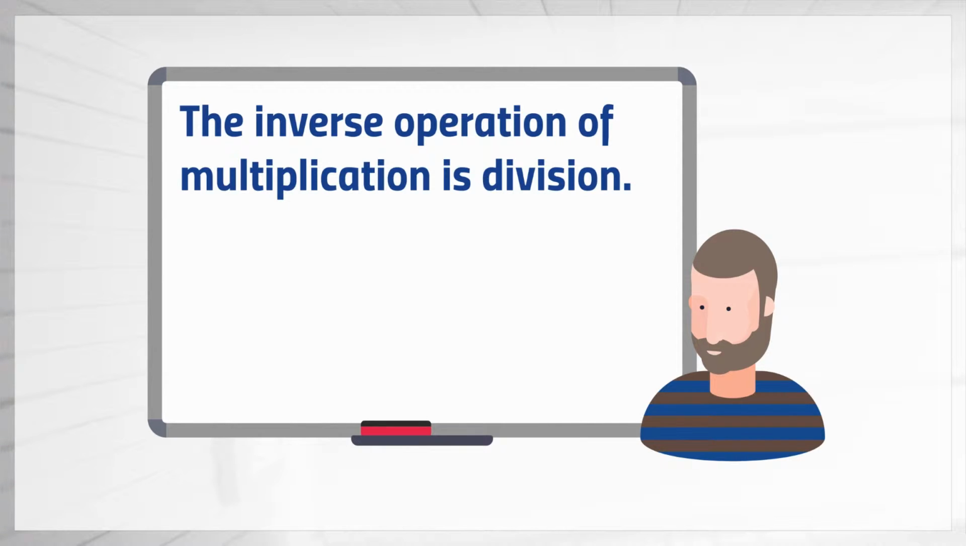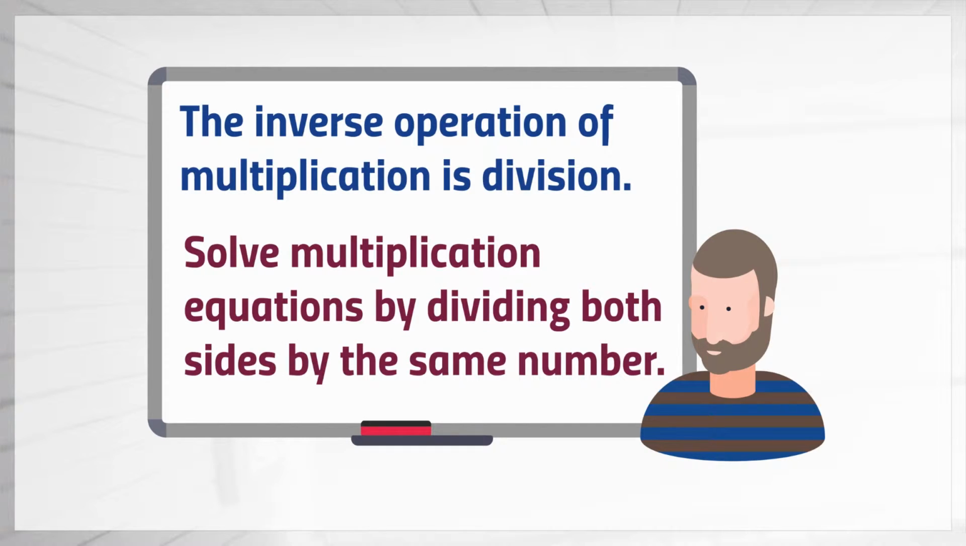What is the inverse property of multiplication? It's division. So we will solve multiplication equations using division. Now, how are we going to do that? By dividing both sides by the same number. Also, that number should be the coefficient of the variable. The reason for that is to eliminate the coefficient and leave the variable isolated.